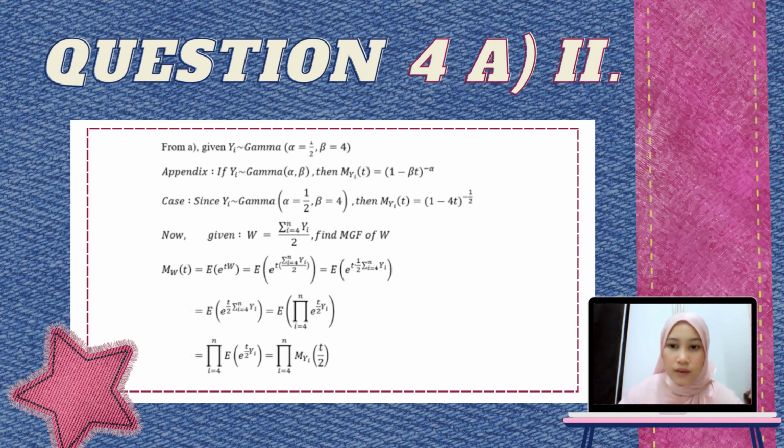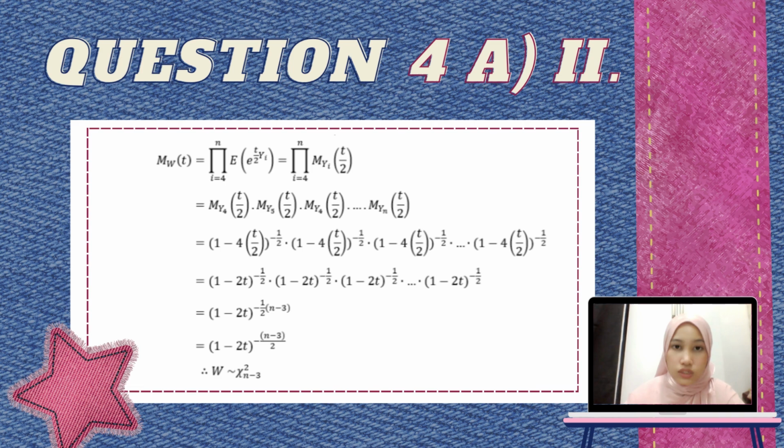So we write M_W of t equal to the product from i equal 4 to n of M of Y sub i at t over 2. The next slide shows the continuation for the MGF of W. Earlier we found that the MGF of Y sub i is (1 minus 2t) to the power of negative 1 over 2.